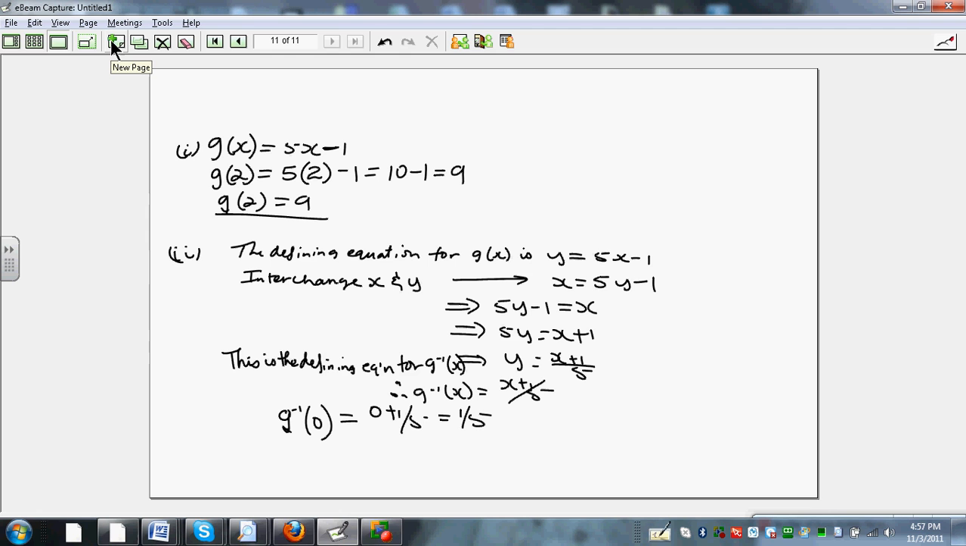And they also want you to find g to the minus 1 of 2, which is very easy in part 3. If they want you to find g to the minus 1 of 2, that's not a problem. G to the minus 1 of 2 means take 2 and substitute it in g to the minus 1 of x. So you get 2 plus 1 over 5, and that would work out to be 3 over 5, or 3/5. So g to the minus 1 of 2 is 3/5.